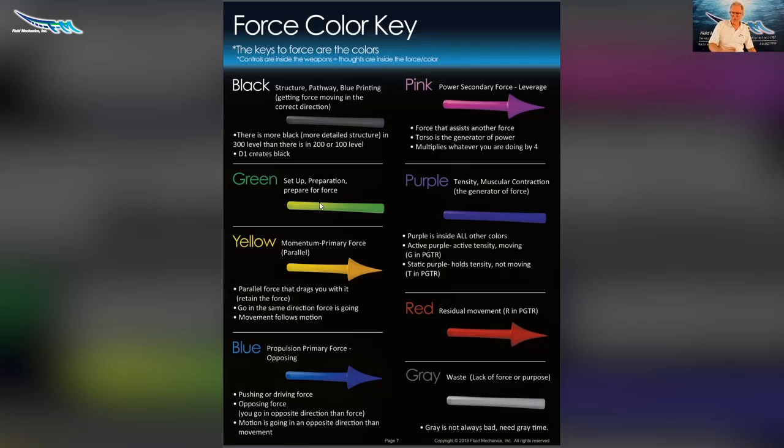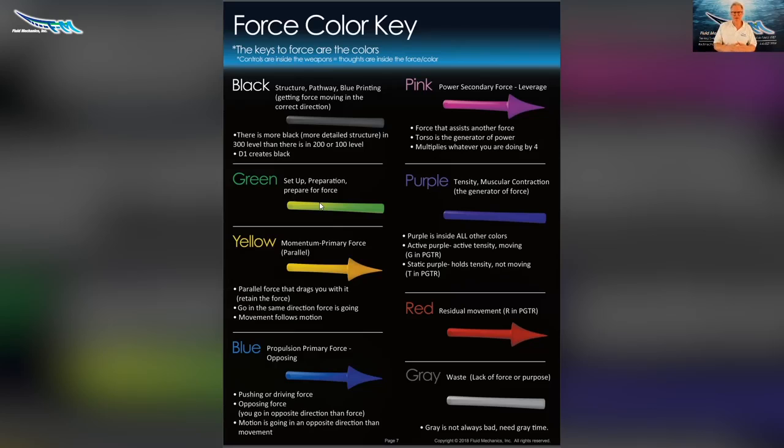Blue is an opposing force. That's propulsion. So both yellow and blue are called primary forces. Yellow is taking you with it, and blue is pushing in the opposite direction, the opposing way. So that's called propulsion. It's a pushing or driving force.